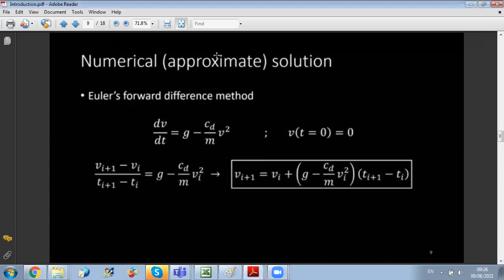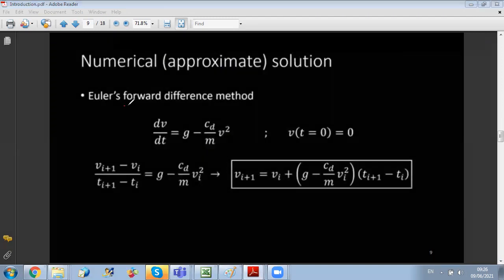So one possibility is the forward difference method. When we say forward difference, this means that we take the point after. This is why it's called forward. When you compute the derivative using the point before, it's called backward difference. And when you take the point before and after, it's called centered difference. Okay. In general, this method is fine.